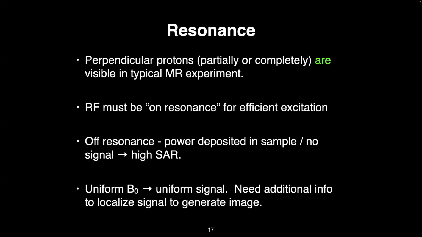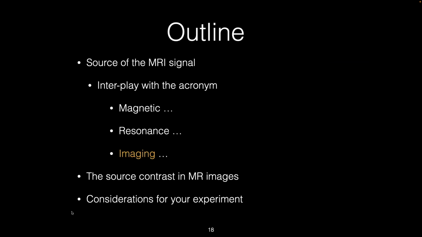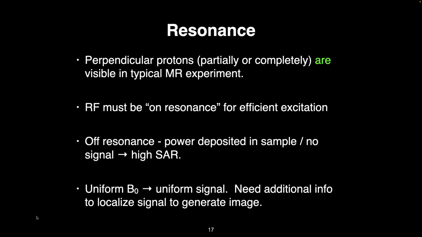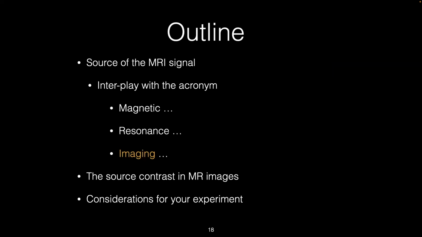The last thing I'll say here is that we have this uniform B0. If B0 is uniform everywhere, then all your nuclei or your protons are precessing with the same frequency. So it's hard to get location information out of that. So then what we need to do is figure out, okay, now that we have our magnets and we can get our protons resonating so we can get a signal, how do we do imaging from that?